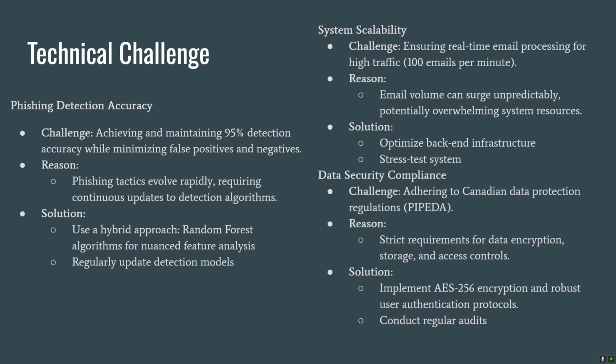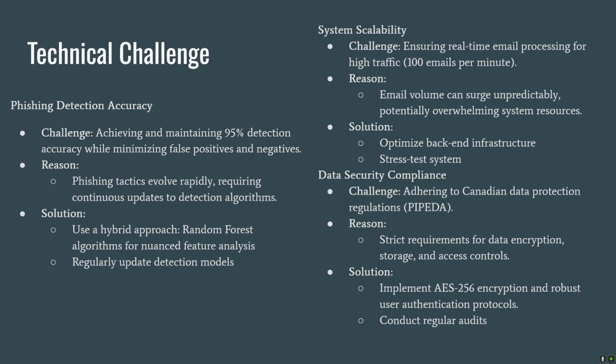Then system scalability. We want to make sure that in real time, with high traffic, it can account for all the CRA employees. The reason is, again, the email volume can surge unexpectedly, so potential overwhelming of the system is not what we want. So a solution is to optimize backend infrastructure and do constant stress tests.